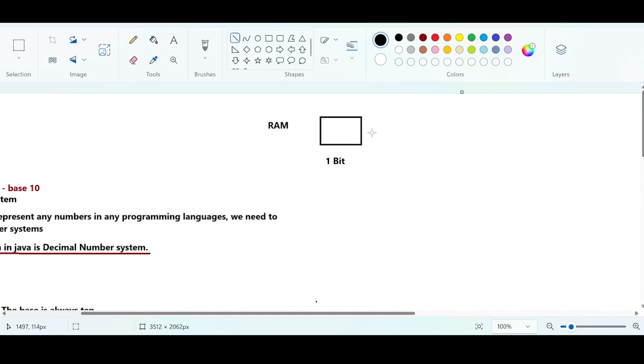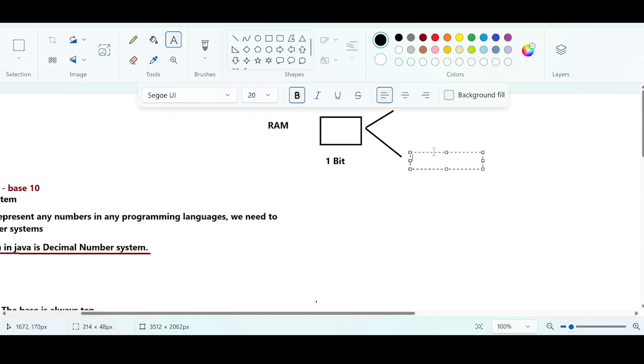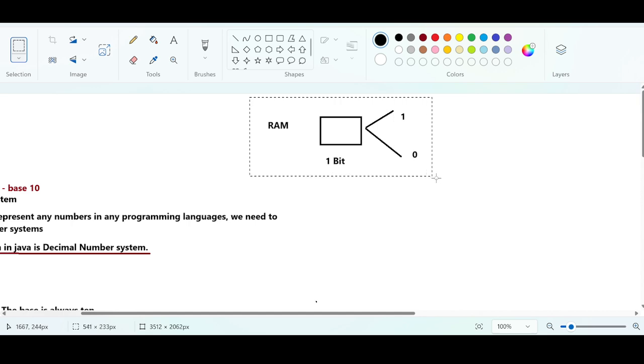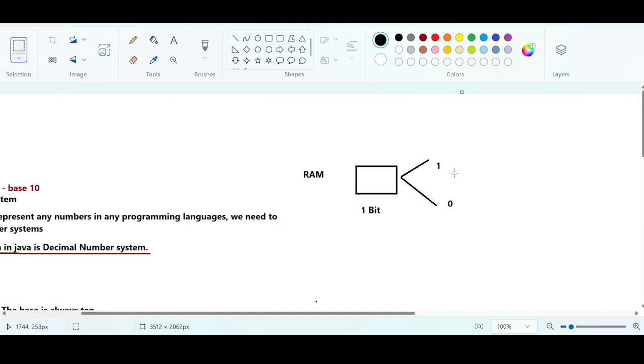Possibly you can store two kinds of information. Either you can store 0, or you can store 1. If you want to store 0, you can store that. If you want to store 1, you have to remove this 0 and then you can store this 1. Only 1 piece of information you can store at any point of time. For 1 bit, there are 2 possible values, 1 or 0, but at any point of time only 1 piece of information can be stored. It can be 0 or it can be 1.